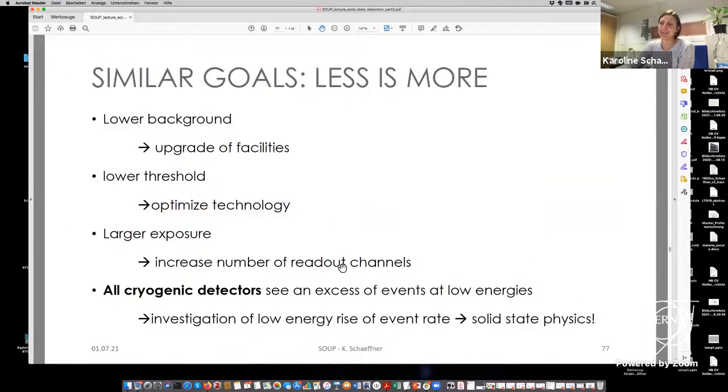I just put together one slide with what came to my mind from all the discussions and workshops I was participating in over the last month. Lower background, of course, is always good, so you try to improve your facilities and upgrade them. Also the detector purity. Then you want to lower the threshold, because you want to go below this 150 MeV, which is now achieved. In this case, you have to optimize your detector technology.